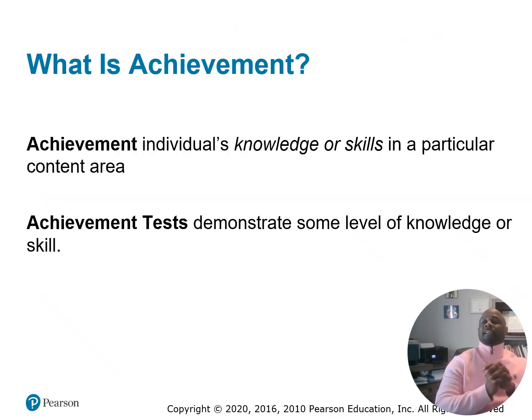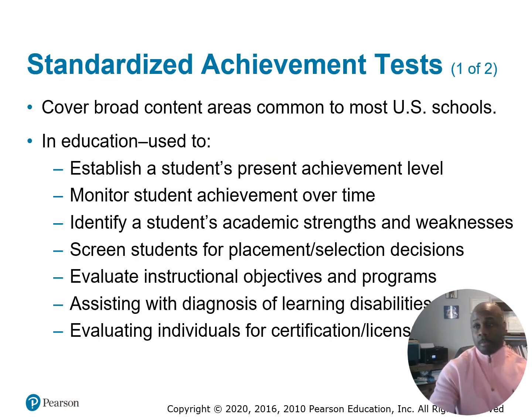So achievement is an individual's knowledge or skills in a particular content area, right? So what are your abilities and skill sets in a particular content area? Achievement tests demonstrate some level of knowledge or skill, right? So again, there's different types of assessment of achievement that helps you demonstrate some level of knowledge of a specific skill set that you have or a certain content area.